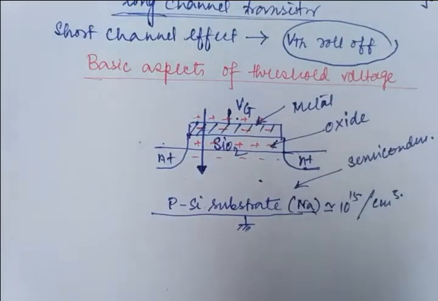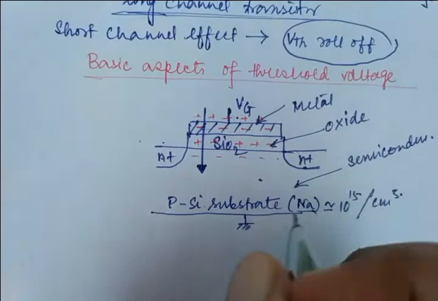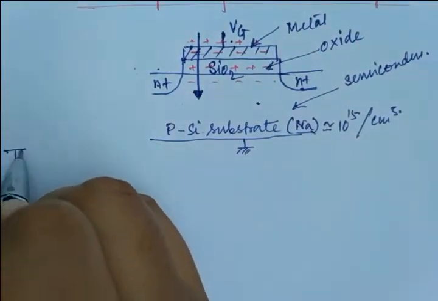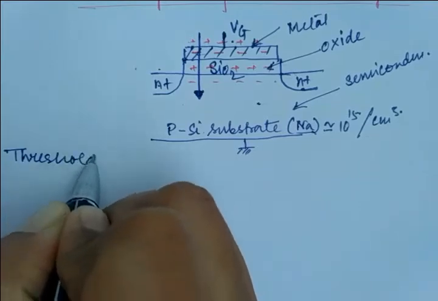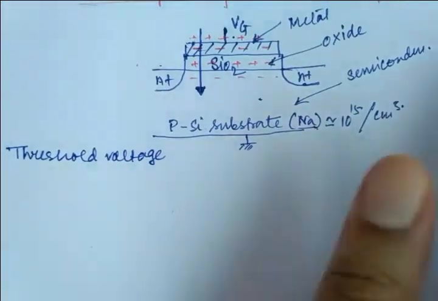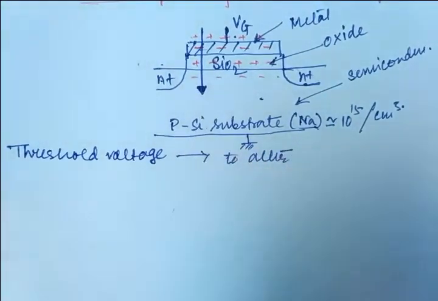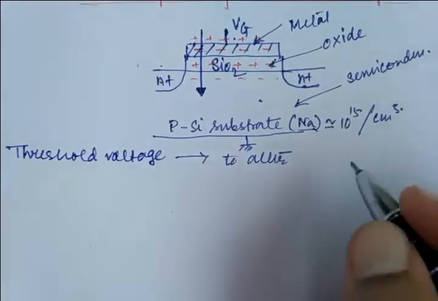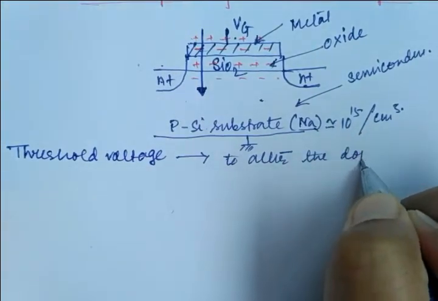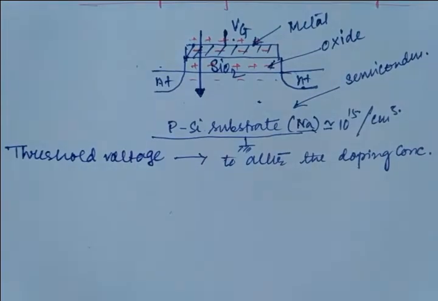Okay, so threshold voltage is nothing but to alter the doping concentration. It's a very important point. So why is threshold voltage needed? Because threshold voltage, I think it is visible, is nothing but to alter the doping concentration. I will share the PDF of this, I am recording the whole lecture, so don't worry about that.